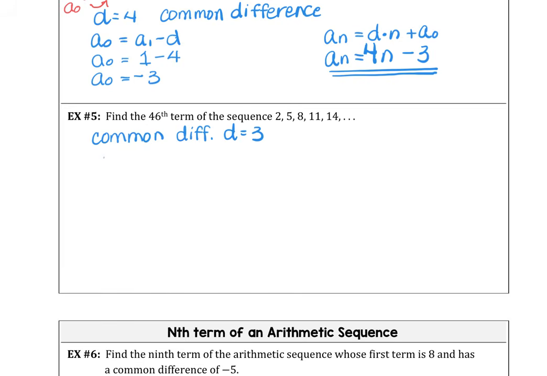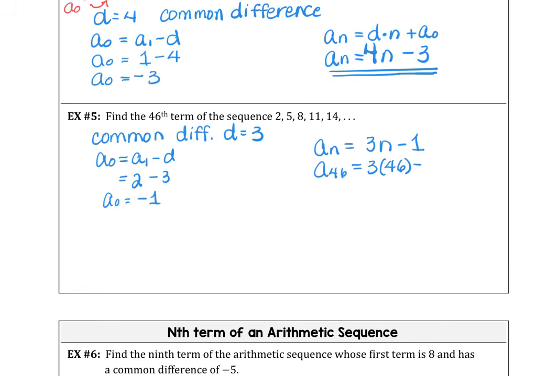The a sub 0 term: we found the a sub 1 term and subtracted the difference. So a sub 1 is 2, minus 3. Our a sub 0 term is negative 1. And our explicit formula, a sub n, is the difference times n plus the a sub 0 term. And our task is to find the 46th term in that sequence. 3 times 46 minus 1 looks like 138 minus 1. So the 46th term in our sequence would be 137.